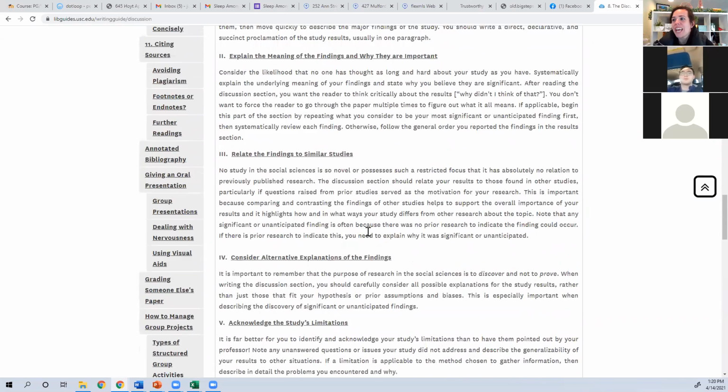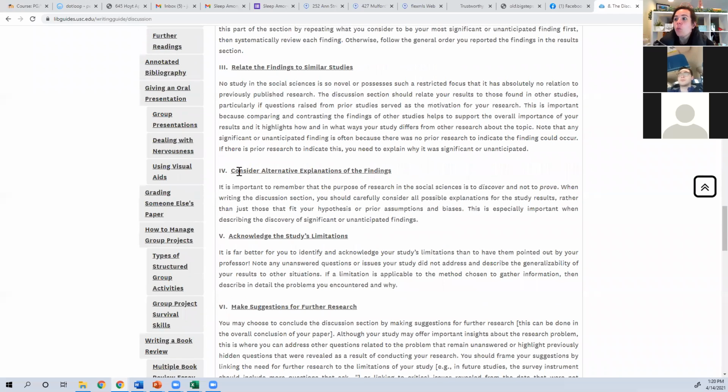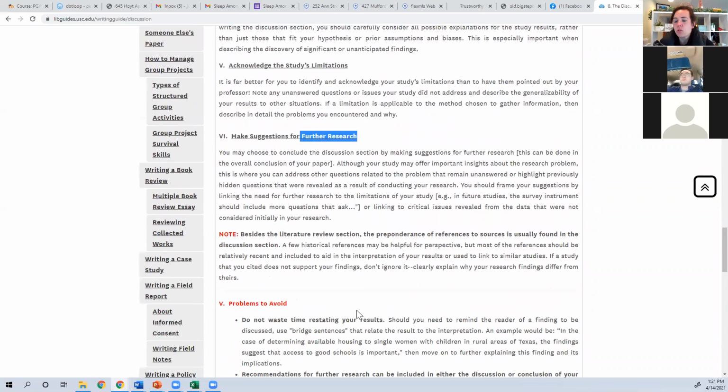Okay. So again, you can use exactly these titles. I don't have a problem with that. The only one we're skipping is part 3. We are not relating the findings to similar studies, but we are reiterating the research problem. We are explaining our findings. We are explaining unexpected results. We are talking about limitations, and we are talking about future research. Those are the subheadings you need.